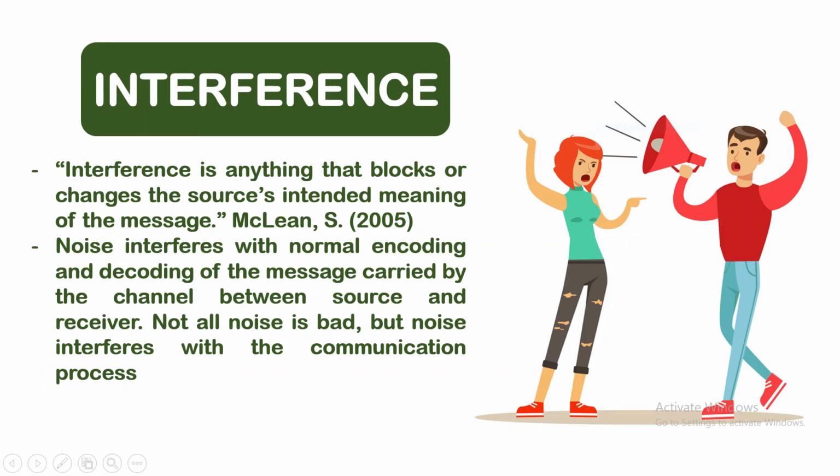The third type is psychological noise that occurs when one is thinking deeply about something or is suffering from an emotional condition, which discourages participation in a communicative situation. Noise interferes with normal encoding and decoding of the message carried by the channel between source and receiver. Not all noise is bad, but noise interferes with the communication process. For example, your cell phone ringtone may be a welcome noise to you, but it may interrupt the communication process in class and bother your classmates.